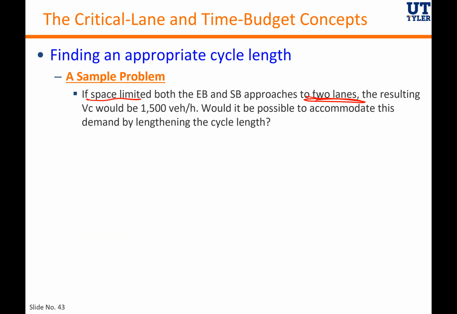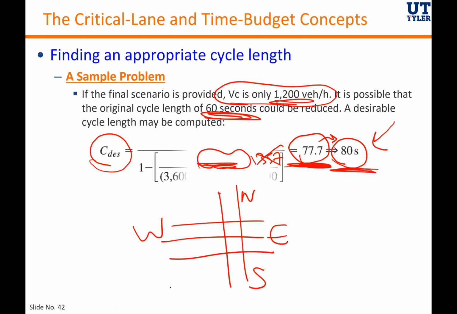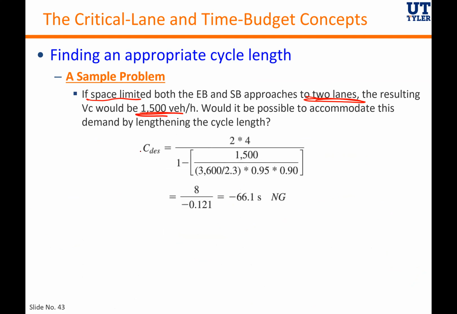Having 2 lanes will now result in a V over C of 1500. Where did we get the 1500? Right here. This is the 1500. If we have a V over C of 1500, we're stuck with 1500 vehicles per hour. What would be the desirable cycle length to handle a V over C of 1500 rather than 1200? So we use the same equation. C desirable is 2 times 4.